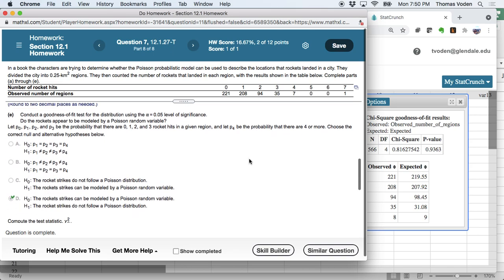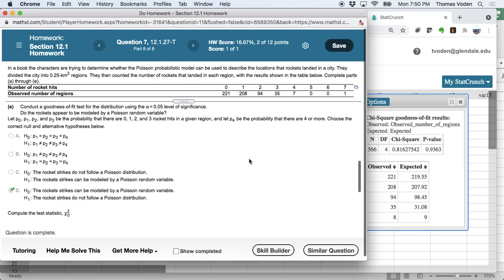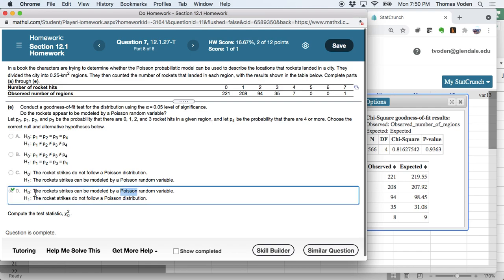The goodness of fit null and alternative hypotheses are always the same. Basically, the null hypothesis is that whatever model you're considering models the situation well. And so that's why H0 is the rocket strikes can be modeled by a Poisson random variable. The alternative hypothesis is that they can't be modeled by a Poisson random variable. In other words, the model doesn't fit.